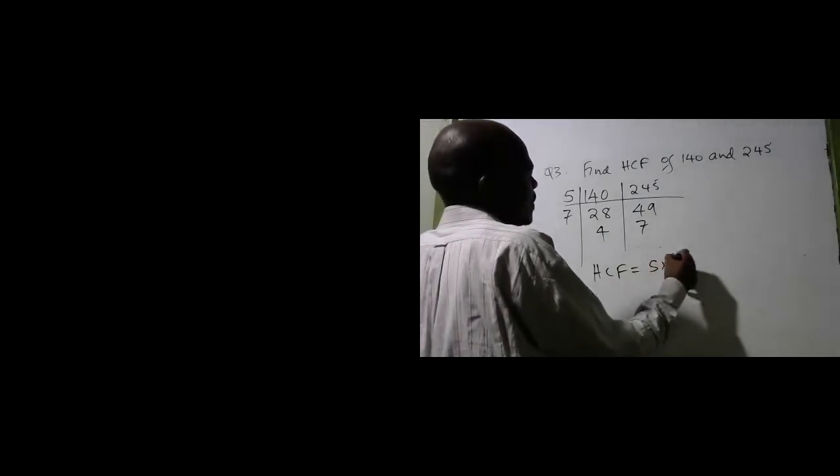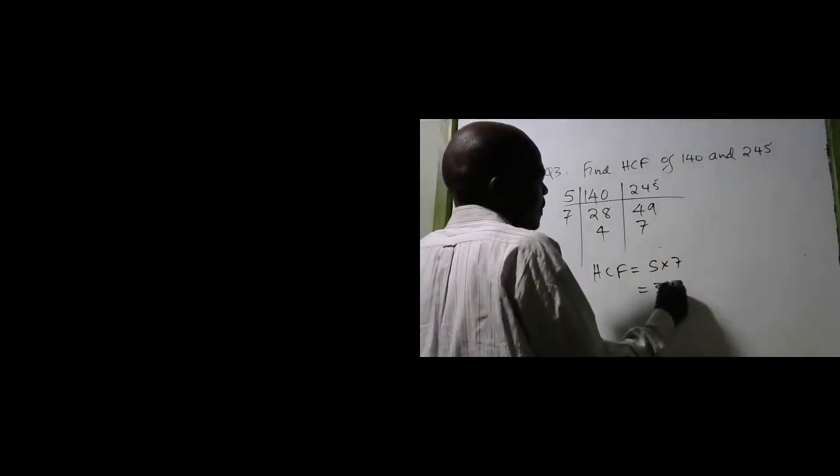So it means that our HCF is 5 times 7, which is equals to 35. That's right. So it means that the HCF of 140 and 245 is 35. This number here can divide 140 without remainder, and 245 can also be divided by 35 without remainder. Do you have any question on that?